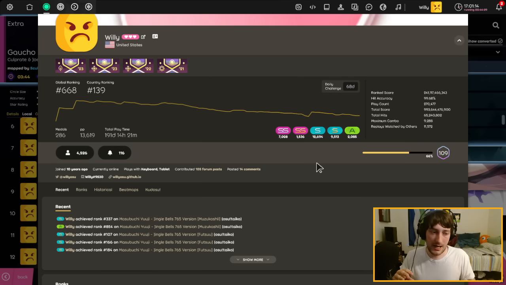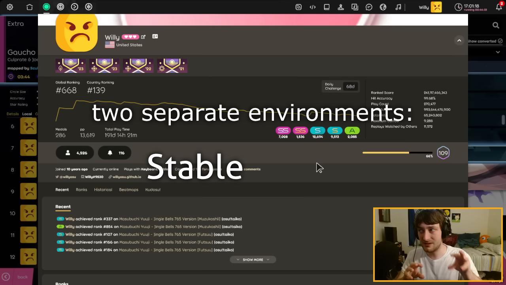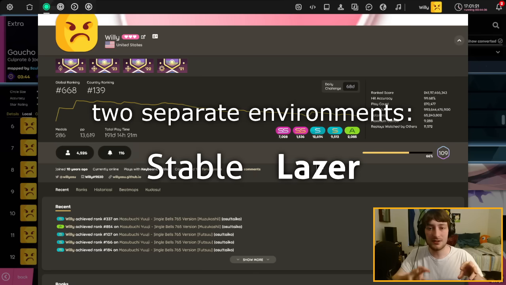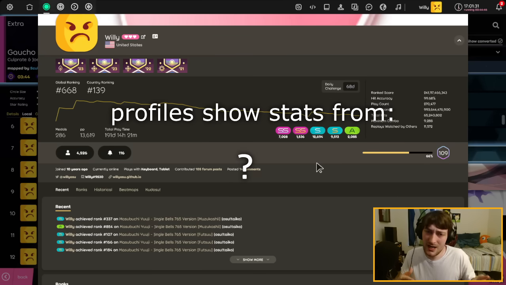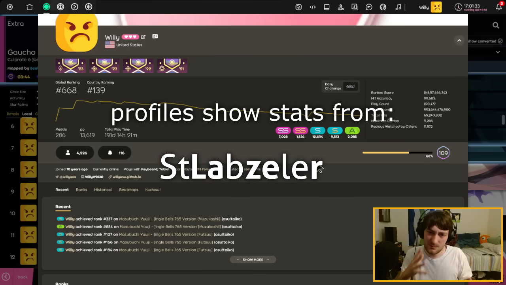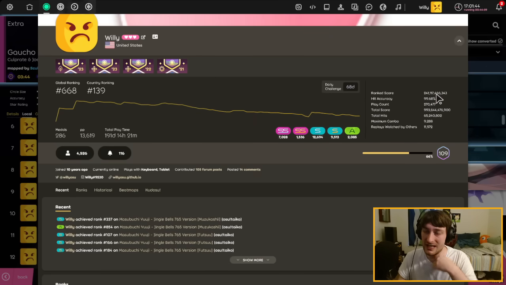Right now, there are two concurrent environments running. There's the stable environment with the stable database of scores, and there's the Lazer environment that has the Lazer database of scores. But both of these environments will update your profile stats. So right now it's kind of like a weird mishmash of the two. I don't actually know how much rank score I have, because some of my rank score is using Lazer classic scoring, and some of my score is using stable osu scoring.